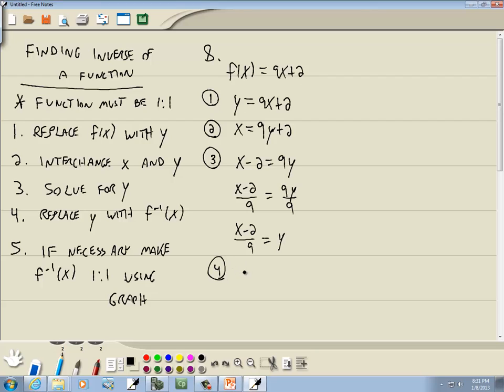Step 4, put your inverse notation in. So inverse of f is equal to x minus 2 over 9. Now they might put this in slope-intercept form. This is one-to-one. Doesn't have any of the bad things in the list, so that's our answer. We don't have to do step 5.